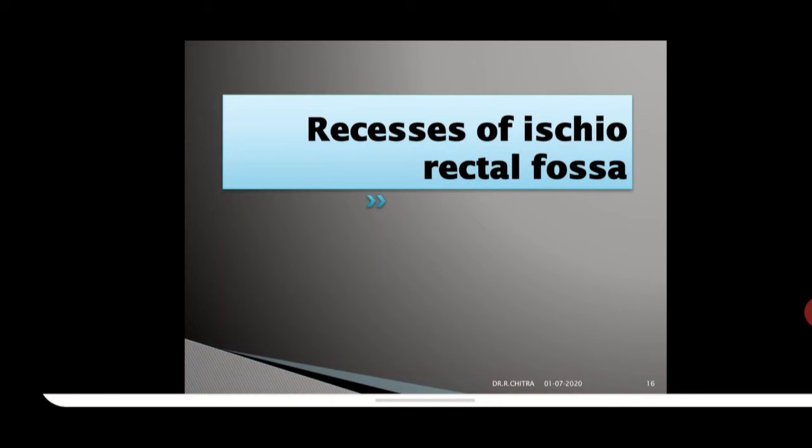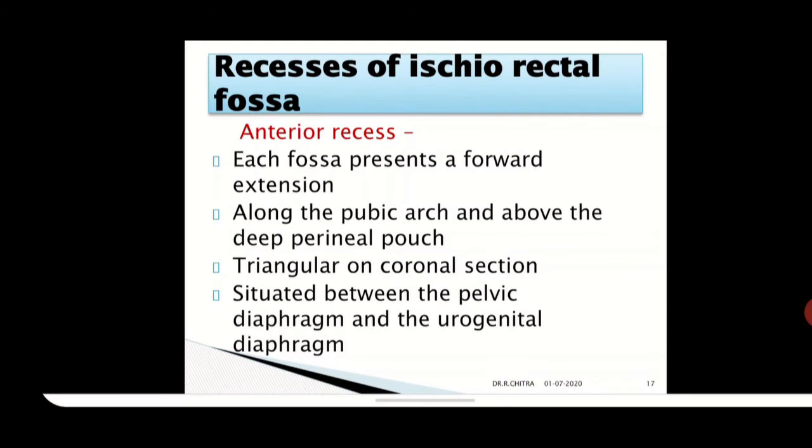Now the recesses of this ischiorectal fossa, where it extends further. Anterior recess, it extends. What is anterior to this triangle? The urogenital triangle. There is a pouch in the urogenital triangle, that is the deep perineal pouch. So this ischiorectal fossa extends above the deep perineal pouch, that is called the anterior recess. So it is in between the pelvic diaphragm and the urogenital diaphragm. The urogenital diaphragm is present in the deep perineal pouch. So this extension is called the anterior recess.